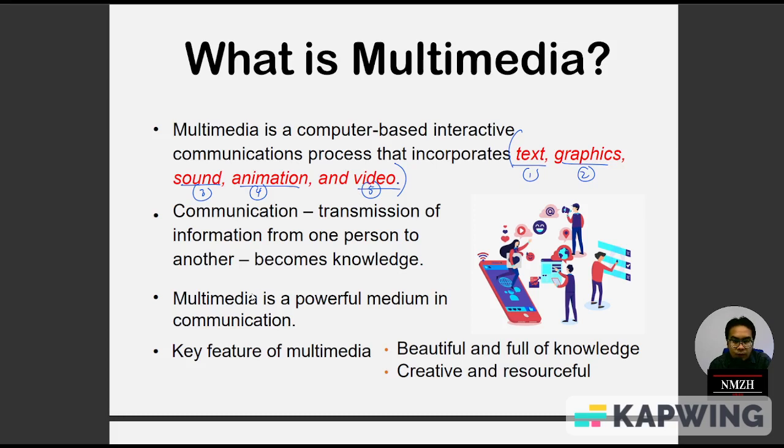So based on these 5 elements, we manipulate them and use them to interact between human and computer, or computer to human. So that is what we call interaction or communication. Communication is basically the transmission of information. So information is basically knowledge passed from one person to another.